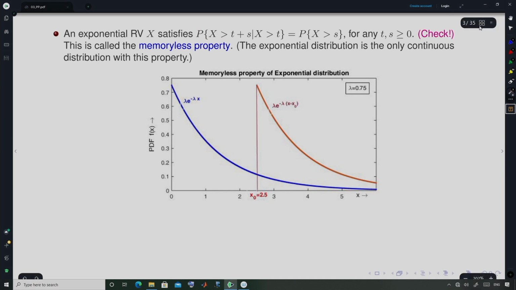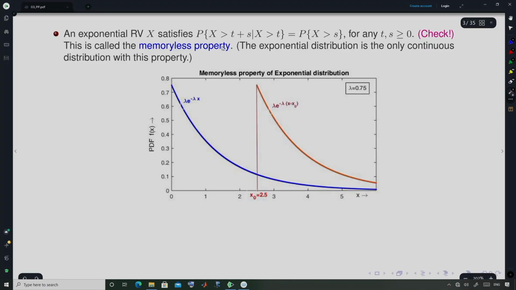So, you can check this easily, and this property is what is called the memoryless property. An exponential random variable satisfies this memoryless property, and it can be shown that the exponential distribution is the only continuous distribution with this property. The only other distribution that has this property is the geometric distribution, which is the discrete analog of the exponential distribution.